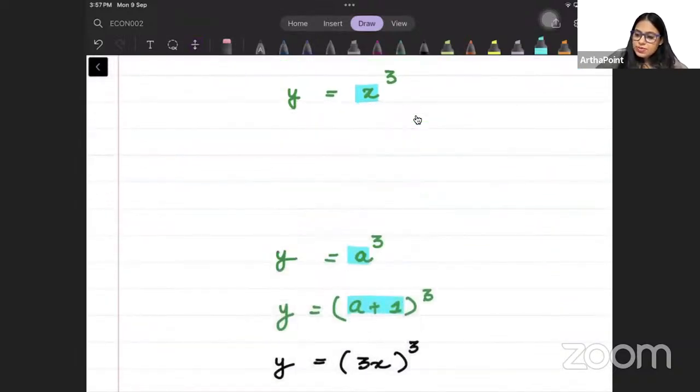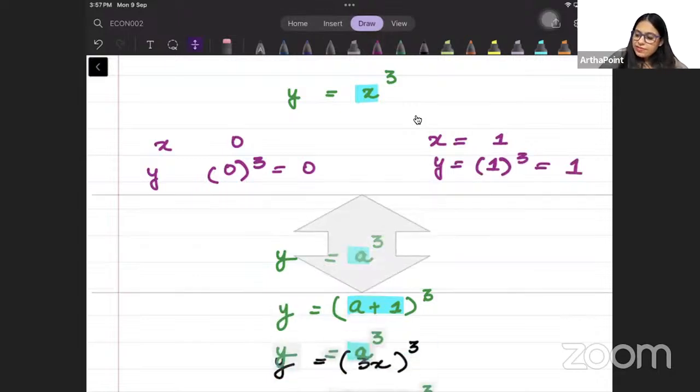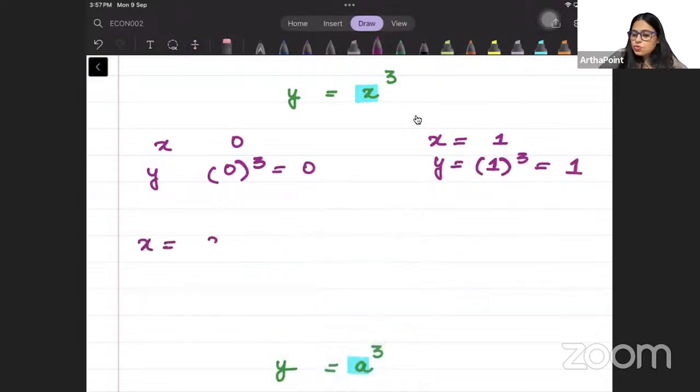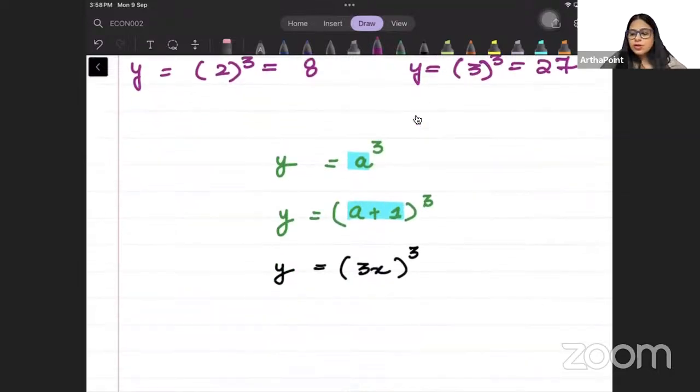तो जैसे example पहला ले लेते हैं. So what will happen in this case, beta? When x will be 0, y will be 0 to the power 3. That means 0. When x will be 1, y will be 1 to the power 3. That means 1. When x will be 2, y will be 2 to the power 3, 8. When x will be 3, y will be 3 to the power 3, 27. So assign to any number the cube of that. ऐसे ही a को लेके देख लो यहाँ पे.